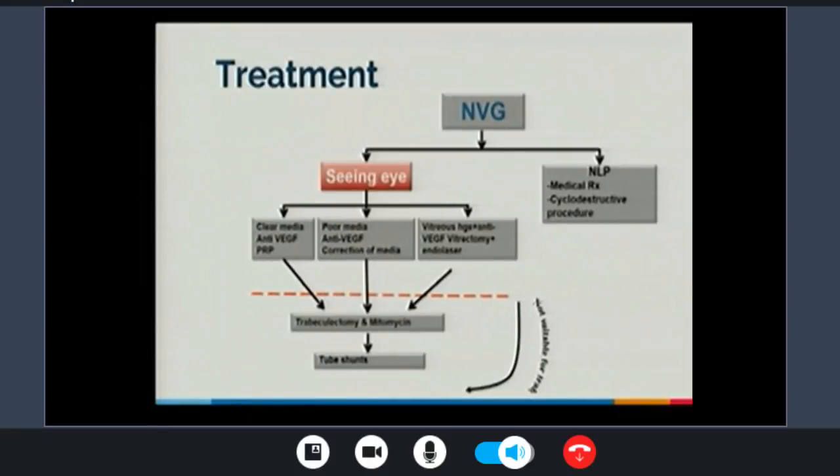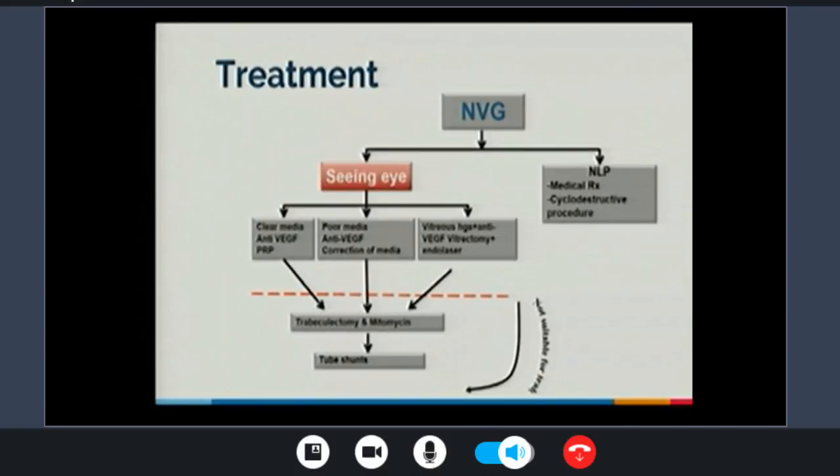corneal opacity, of course, we don't have much to do unless we evaluate the visual potential, and then we'll go and do a cryoablation and so on, and then KPro or whatever. And if the media problem is due to vitreous hemorrhage, which is not uncommon, then again, I will give anti-VEGF. I will deal with him as I dealt with this one, that he can wait for media correction for, say, months.